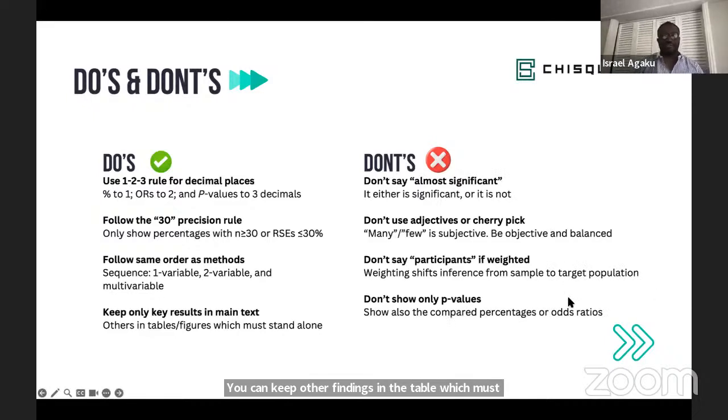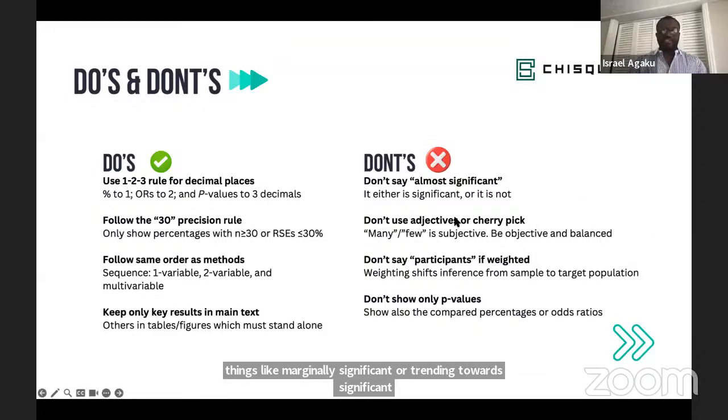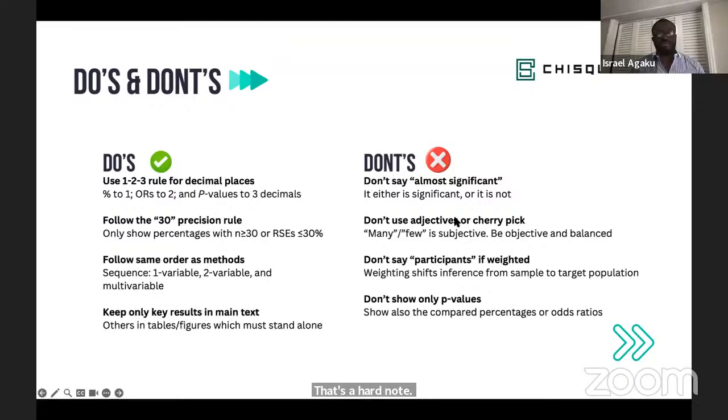Then what are some don'ts for the results? Don't say almost significant. Statistical significance is like pregnancy. You are either pregnant or you're not. There's no such thing as you're almost pregnant. It's binary. So things like marginally significant or trending towards significant, that's a hard no. Don't use adjectives. Don't cherry pick. Don't report results and say many participants were XYZ, right? That's not appropriate.